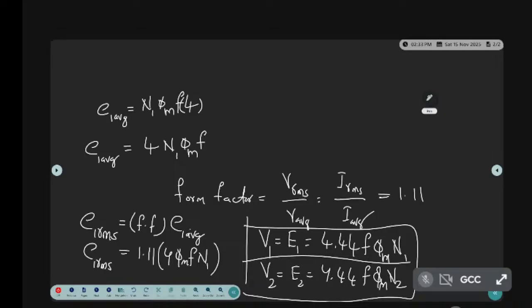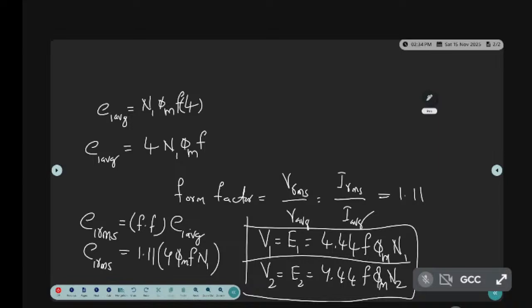What is the EMF expression of the DC generator? It is equal to ΦZNP by 60A. Repeat it until you remember it.